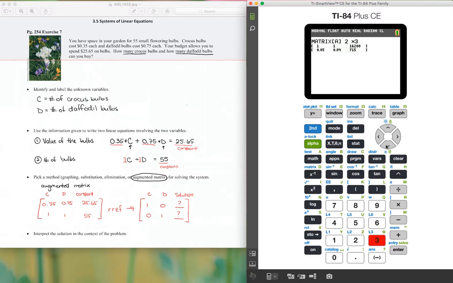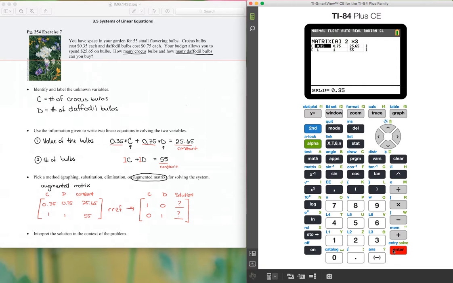Now I'm going to use the arrow down button to start typing in my coefficients and my constants. So let's go ahead and type that in. Press enter. All right, let's type in our constant, 25.65, enter. 1, enter, 1, enter, 55, enter.